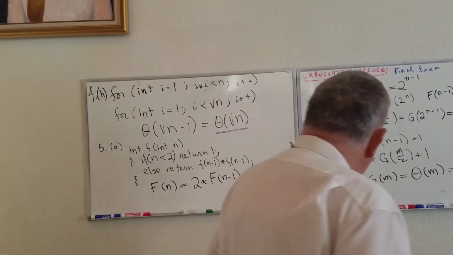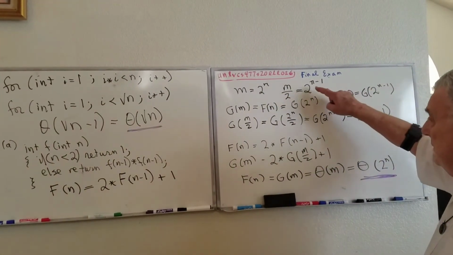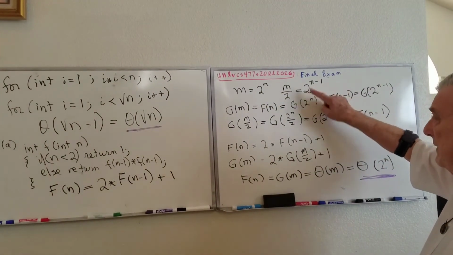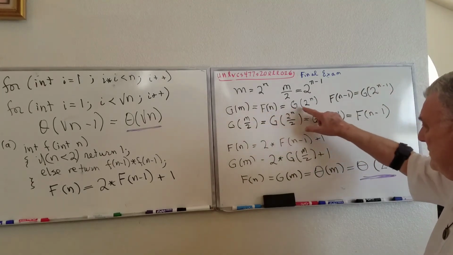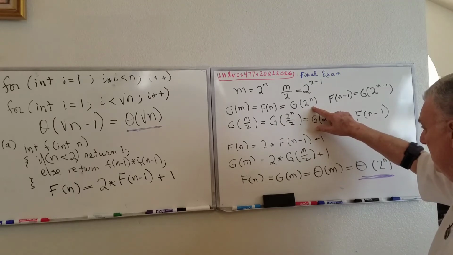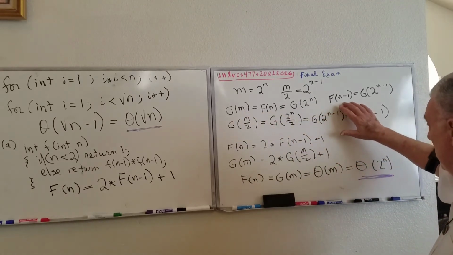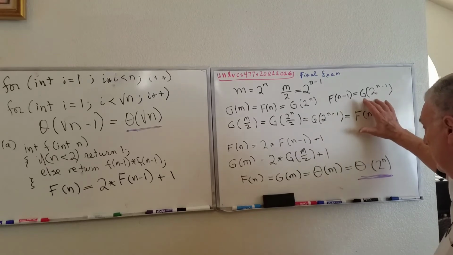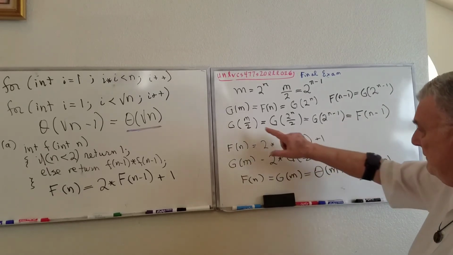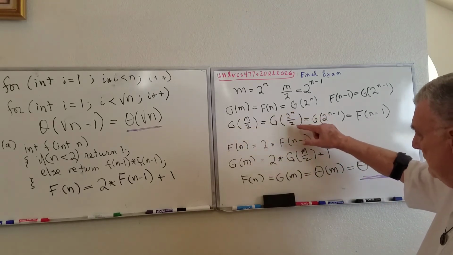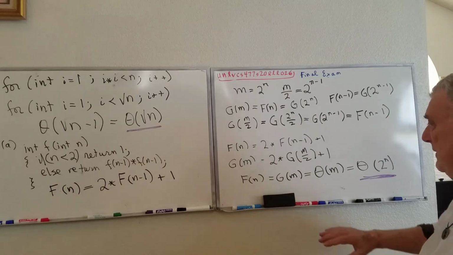We'll make the substitution that m is 2 to the n, which means n over 2 is 2 to the n minus 1. All right, so f of n is g of 2 to the n. We're going to make g of n equals f of n, which is g of 2 to the n. F of n minus 1 is g of 2 to the n minus 1. So I repeated that here. G of n over 2 is g of 2 to the n over 2, which is g of 2 to the n minus 1, which is f of n minus 1.